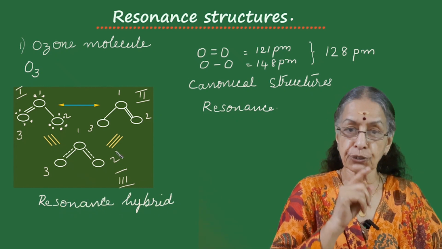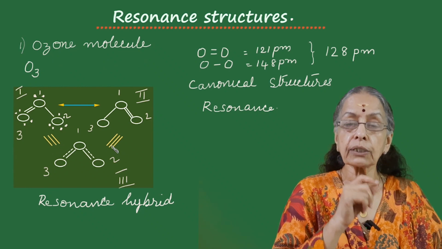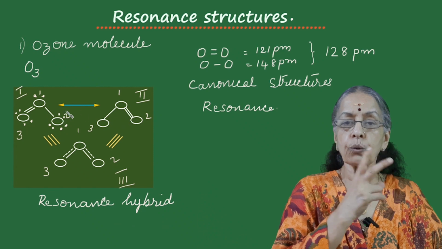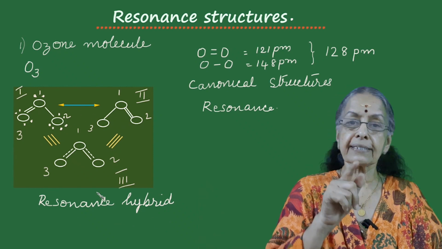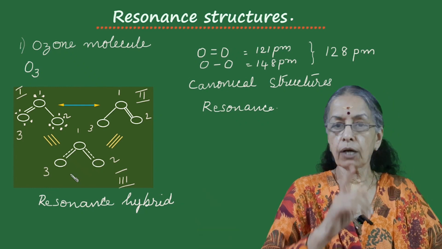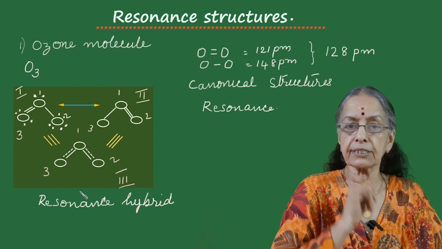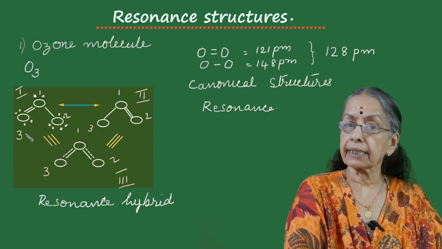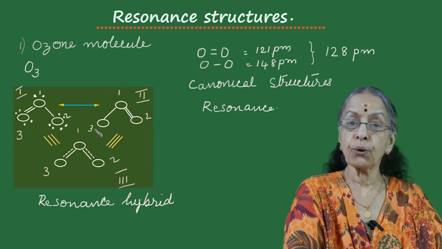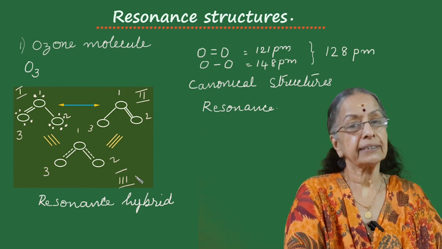The three lines shown in yellow color mean they are congruous. That is, these two canonical forms are congruous with the resonance hybrid. The molecule really exists as a resonance hybrid. That is the third structure. It does not exist as structure number 1 or structure number 2.